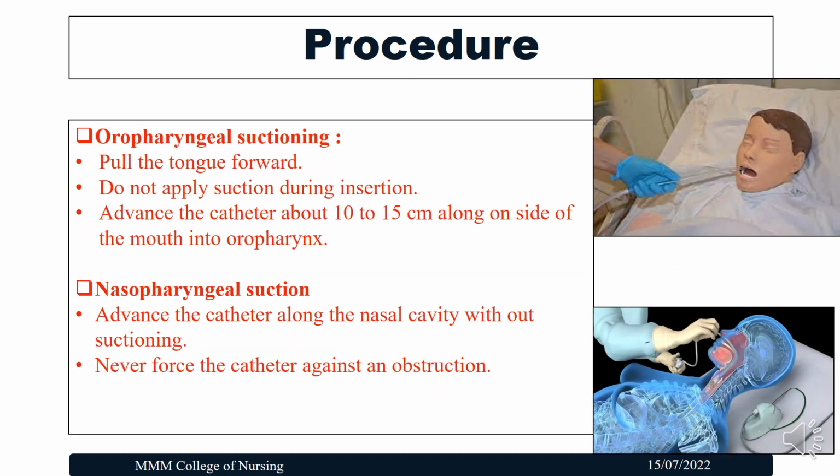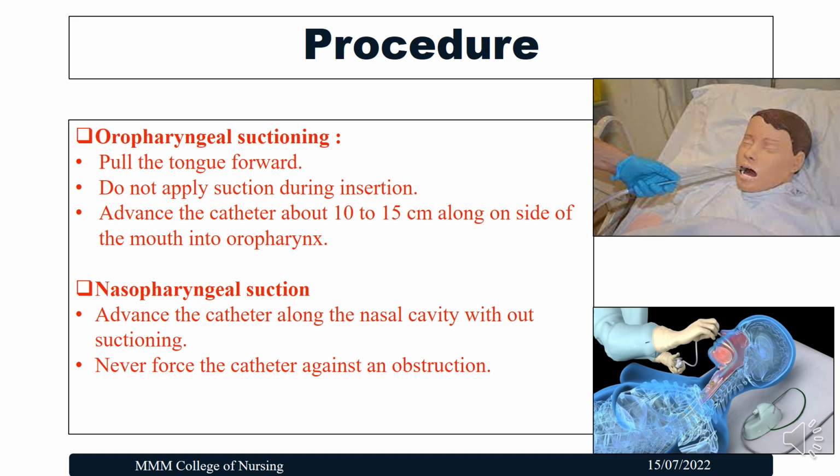Before starting the procedure, we should check the functioning of the equipment, whether the wall mount or portable suction is functioning or not. And we should also check the pressure. For the adult and the child, based on how much pressure is required, we have to adjust the pressure. Then for oropharyngeal suctioning, pull the tongue forward. Do not apply suction during insertion. Advance the catheter about 10 to 15 centimeter along the side of the mouth into the oropharynx. While inserting the catheter, we should not apply pressure. We have to insert it in a rotatory motion.